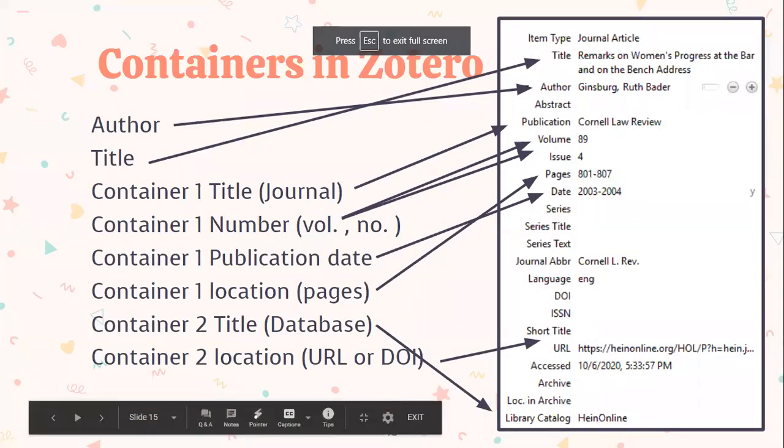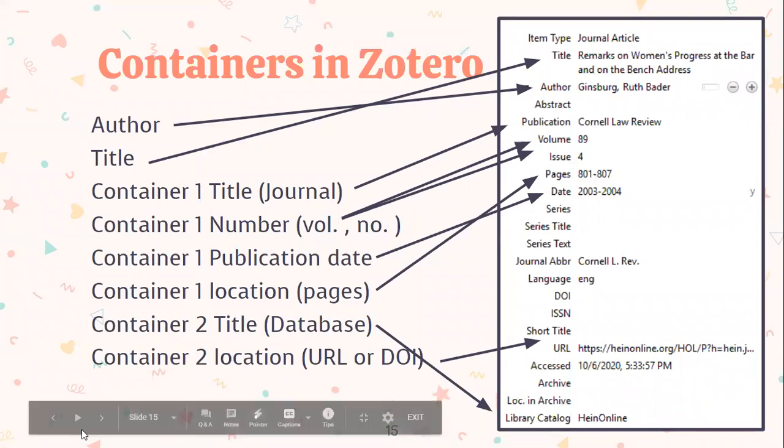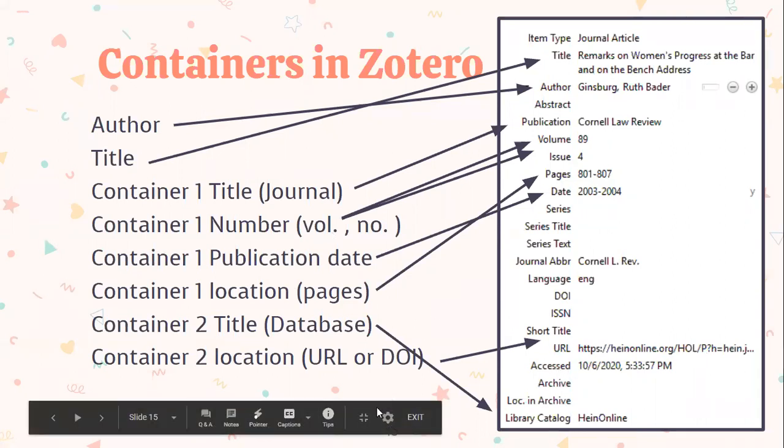So I have created this complex and perhaps slightly confusing slide here, where I link all of the different pieces, looking at the different containers and how they show up in Zotero. So this is an example of a journal article. And I just show where all the different pieces are that we would need for a citation. And really, again, it's a little confusing. But my main point here was to show that everything's in there. Everything you would need is in Zotero. It's just not always in the order that we see it in our citation styles.